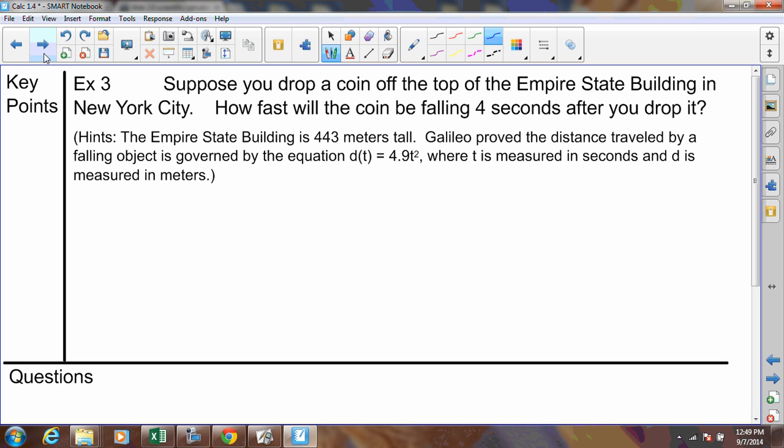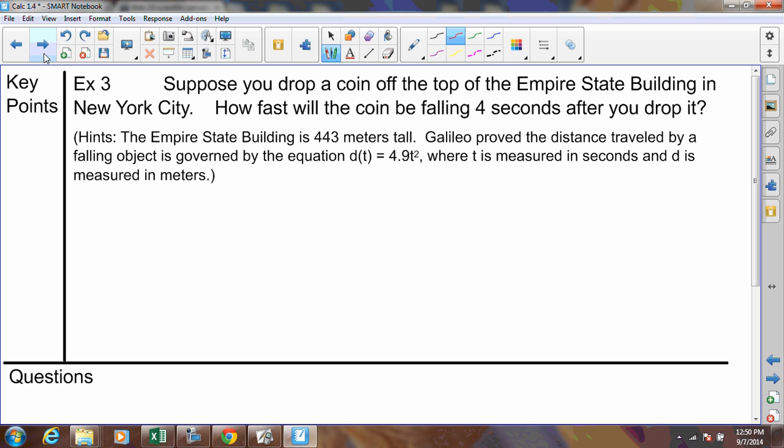So here, suppose you drop a coin off the top of the Empire State Building in New York City. How fast will the coin be falling 4 seconds after you drop it? Here are some hints for you. The Empire State Building is 443 meters tall. And Galileo proved centuries ago that the total distance, not the speed, the distance traveled by a falling object is governed by this equation: d(t) = 4.9t², where t is measured in seconds and d is measured in meters.